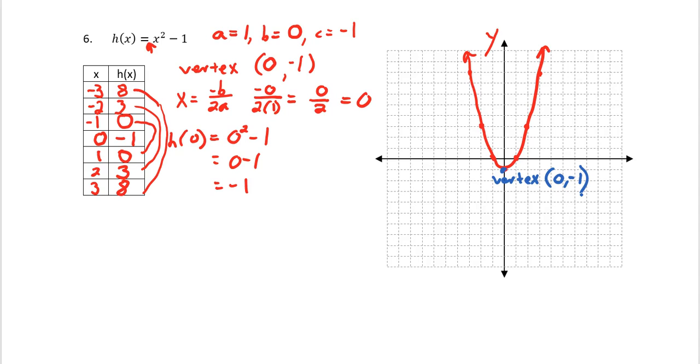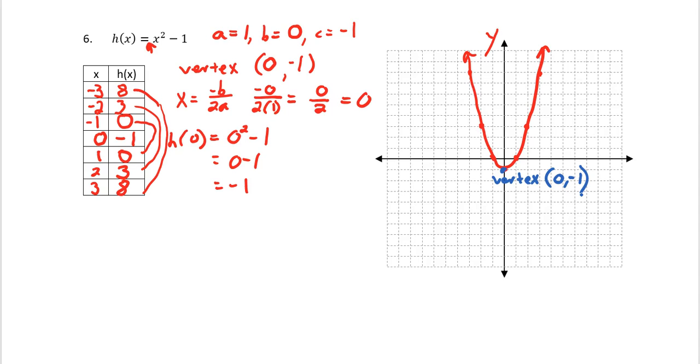When you get your points in there, make sure you have a U shape and not a V shape. And the next piece is I'm going to go through and label all the pieces that we can put words to. So we have our vertex that we already found earlier, and it's the very bottom of your parabola. So I labeled that with the word vertex and the ordered pair 0, negative 1.